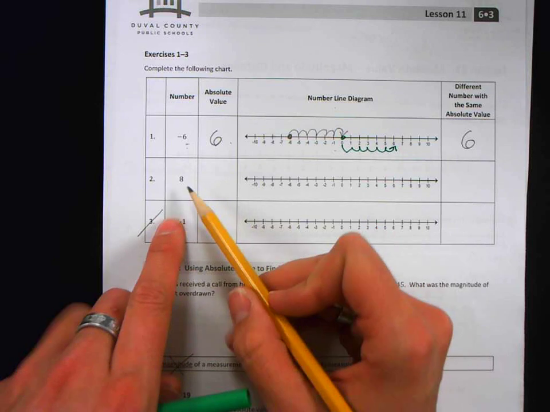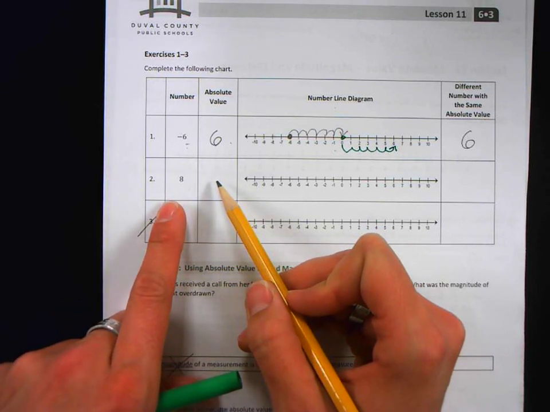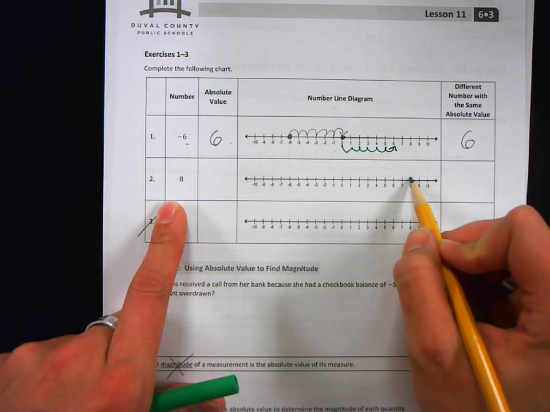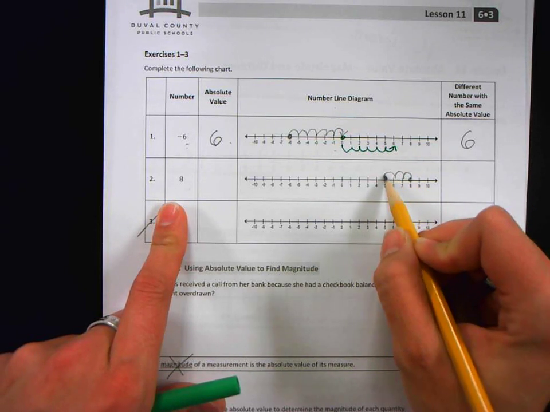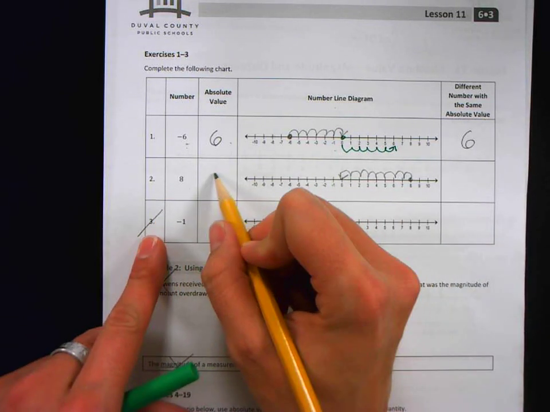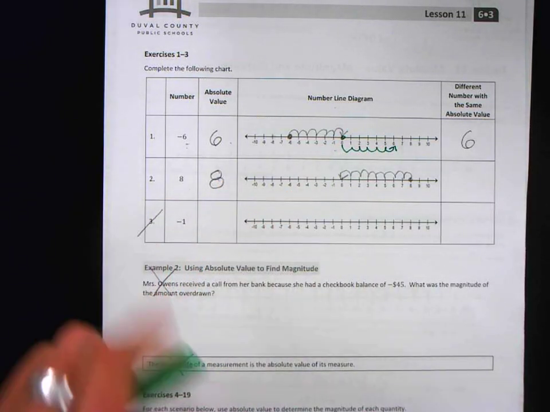Let's do positive 8. The absolute value of positive 8. Let's start at our number line. Let's start at positive 8 and work our way back toward 0. 1, 2, 3, 4, 5, 6, 7, and 8. So we are 8 spaces away from 0, so that's our absolute value.